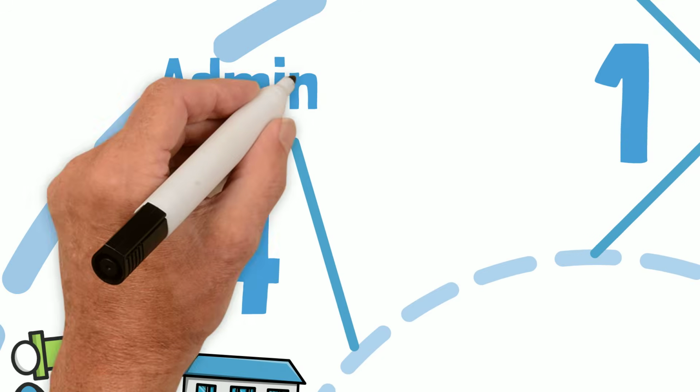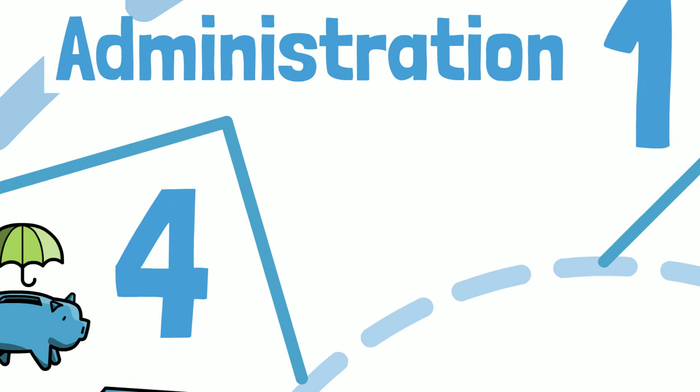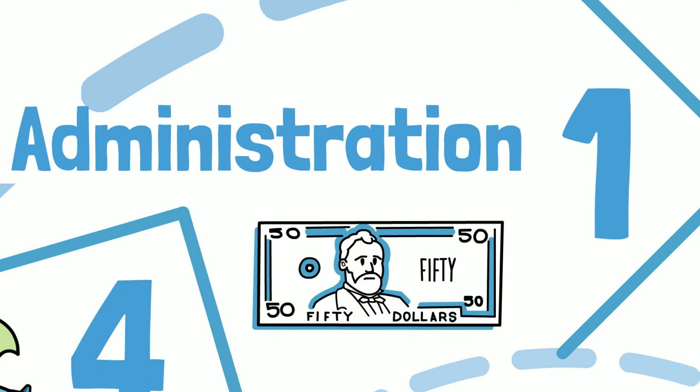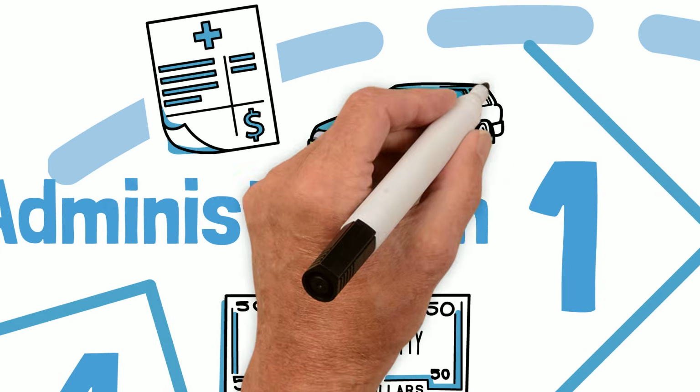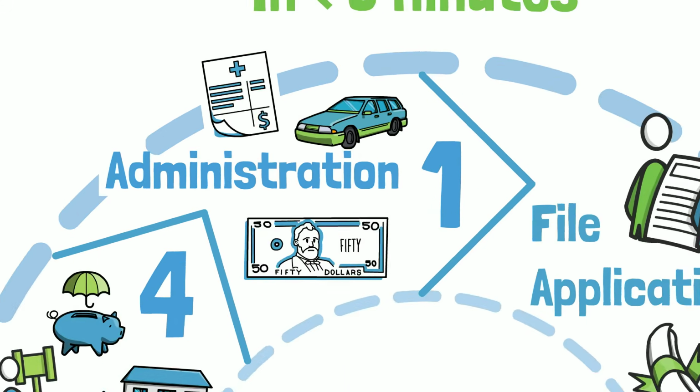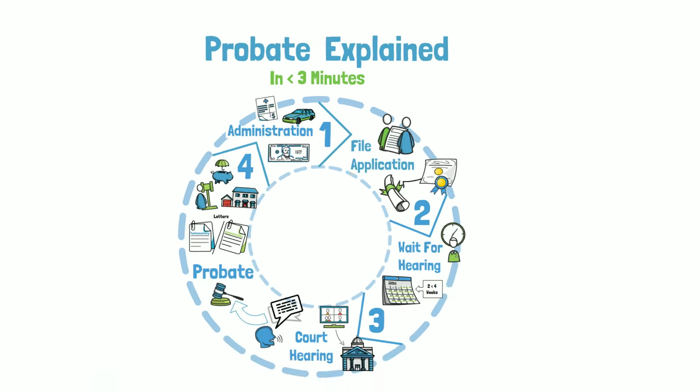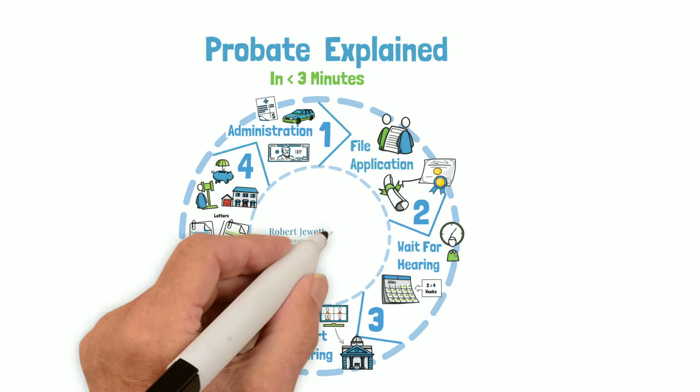Step 4. Administer the estate. That requires you to do 3 things. You gather the assets, you pay the bills, and you distribute the property that's left over. And while there are some exceptions, you pretty much will do it in that order.